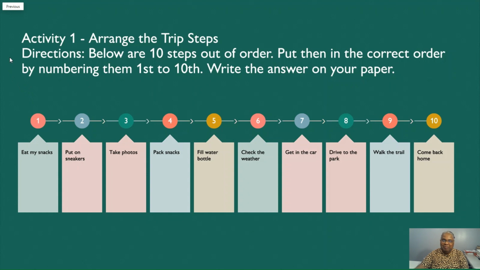Now let's do activity 1. Arrange the trip steps. Below are 10 steps out of order. Put them in the correct order by numbering them first to 10th. Write the answer on your paper. Please pause the video to work at your own pace.